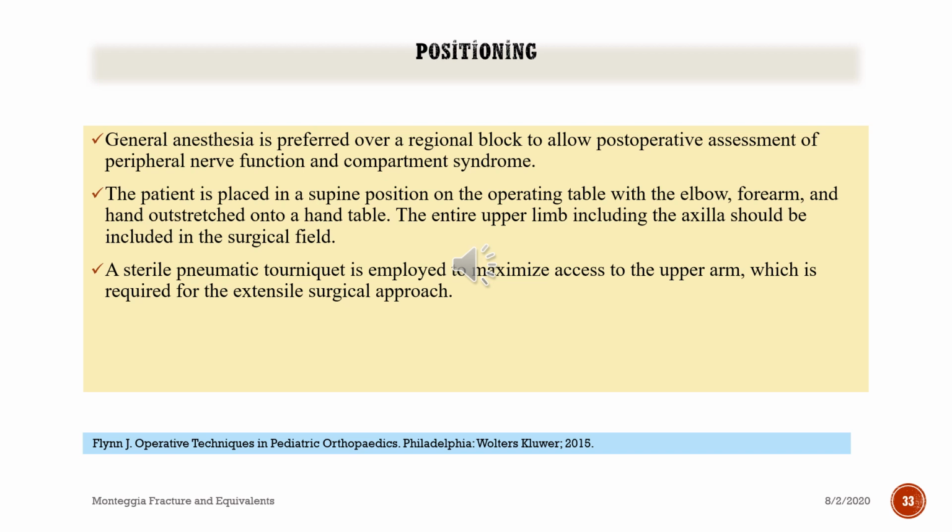The patient is placed in a supine position on the operating table with the elbow, forearm, and hand outstretched onto a hand table. The entire upper limb including the axilla should be included in the surgical field. A sterile pneumatic tourniquet is employed to maximize access to the upper arm, which is required for the extensile surgical approach.